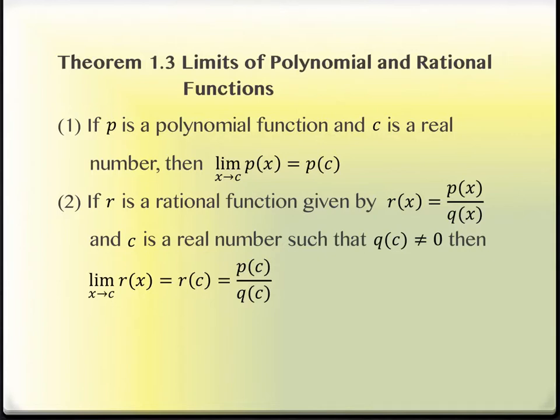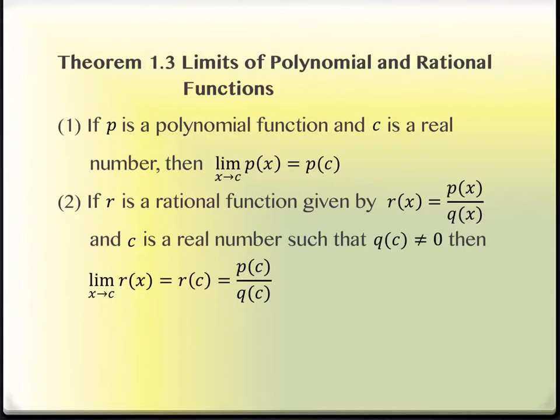The first part says if p is a polynomial function, then the limit as x approaches c of p of x is equal to p of c. We can evaluate it, we can plug it in. Same thing for number 2: we have a rational function r of x is p of x over q of x. C is the number, and we can evaluate it by plugging the number in. So we have p of c over q of c. Everything that we would expect to have happen is happening for us. It's not going to happen all semester, so appreciate it right now. Your intuition is leading you down the right path at the moment.